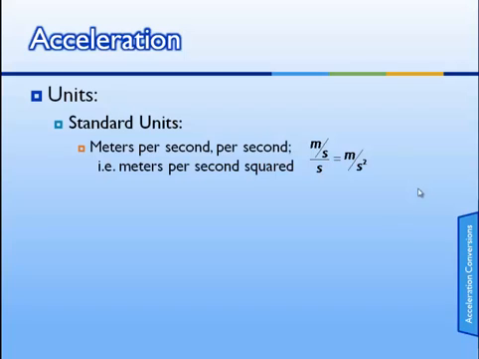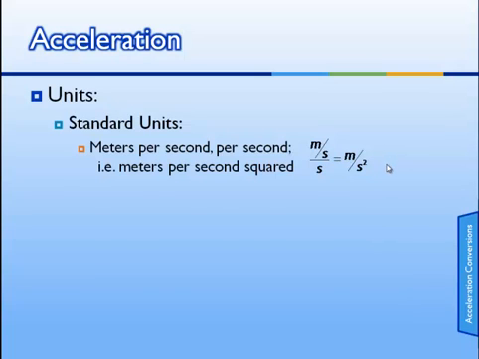So what's commonly done is that meters per second squared, which is equivalent, is used instead. Meters per second per second is the same thing as dividing by time twice. So meters per second squared is used instead.